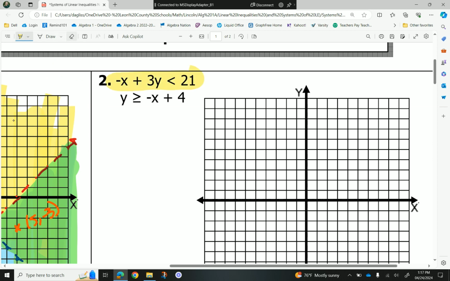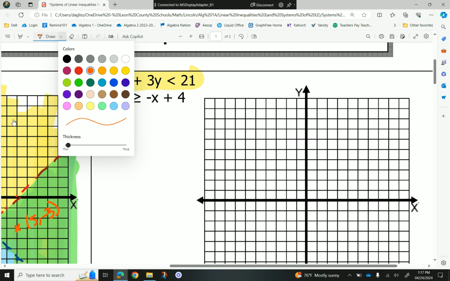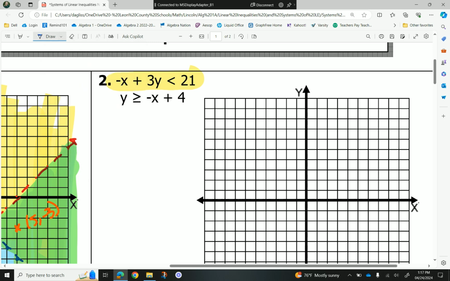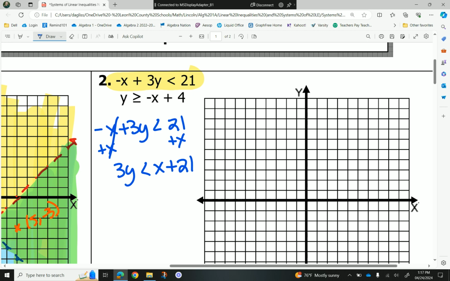That one is not ready. We have to do some rearranging first. So -x plus 3y is less than 21. What do I move first? What do I always move first? My x, and how do I move it? Yes, we're going to add it. So now I have 3y is less than, I have a positive x and a positive 21.